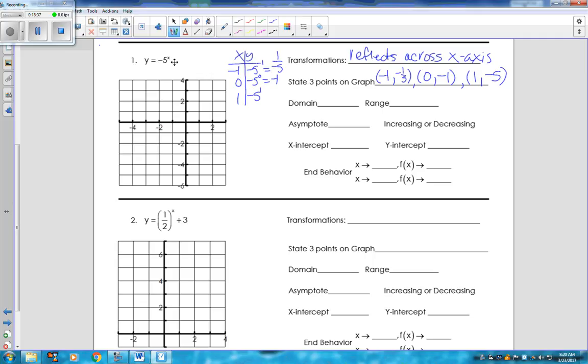All right, so now I'm going to plot those points. -1, -1/5. That's just really close to the x-axis. 0, -1. 1, -5. Now this is a curve. It's some type of a curve whenever we graph it. I'm not connecting them yet.